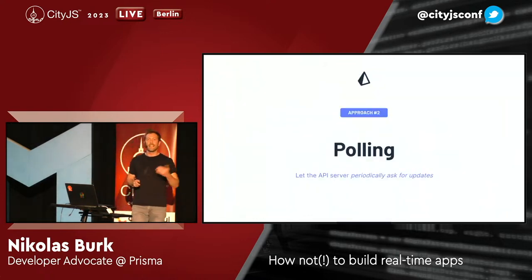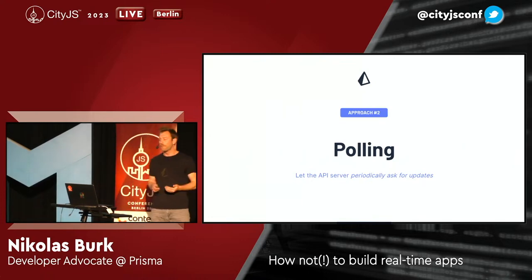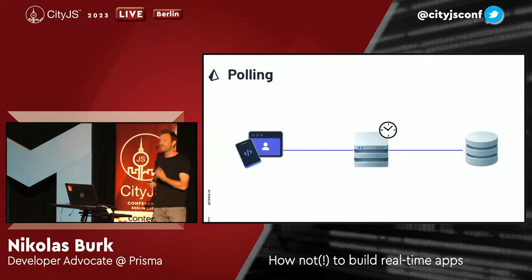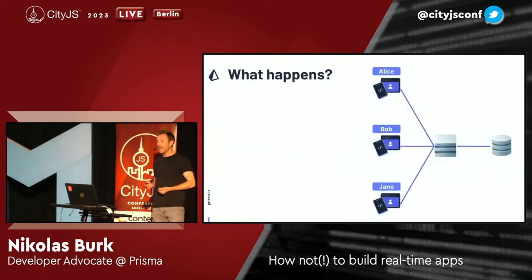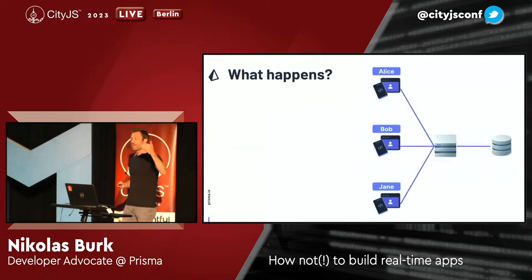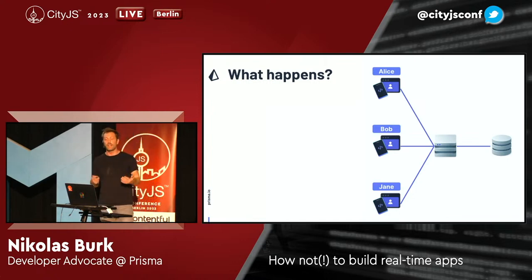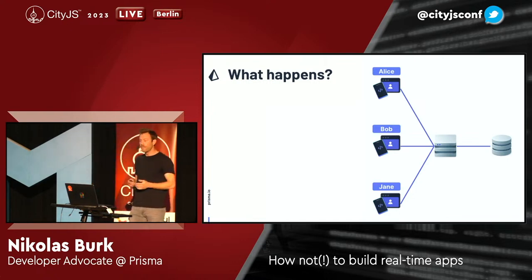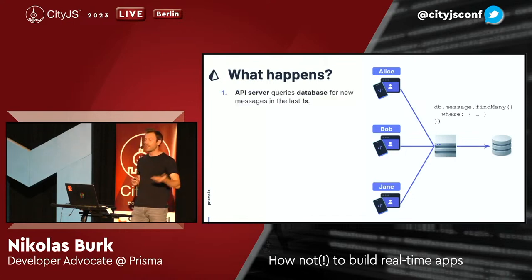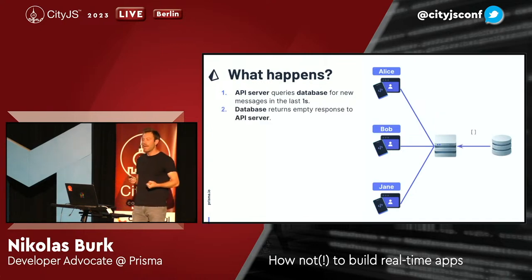Let's investigate another kind of naive approach to the same problem, and that's polling. In this case, our API server will periodically ask for updates from the database. I'm using the same illustration and want to walk through the same flow again to make you all understand what polling actually means. So first, let's assume that we define a polling interval of 1 second. So the API server is going to start. It'll request the new messages that have been sent in the last minute from the database. In this case, we didn't have any messages yet, so the database just returns an empty response.